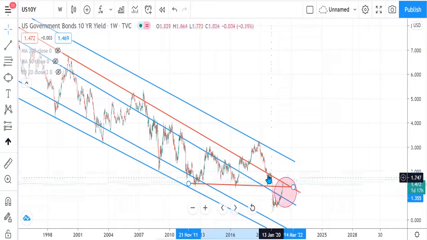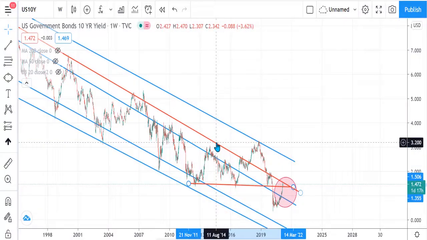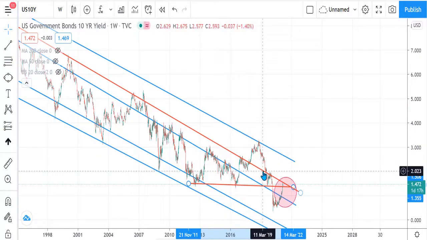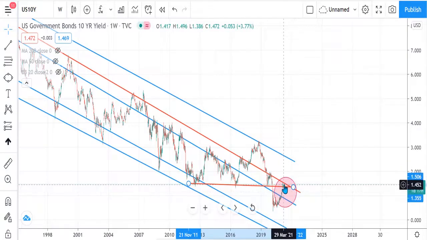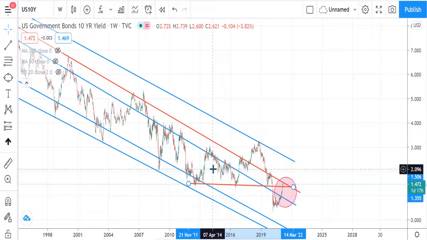It is testing the other resistance, which is the second layer of the pattern from the top bound. It is facing resistance there. So generally, what we can say is there is a tough resistance coming up, which is going to make this yield curve probably not able to sustain its upward trajectory. So that is in terms of the chart analysis. We can see that it's going to be a bit tough for it to move further up.